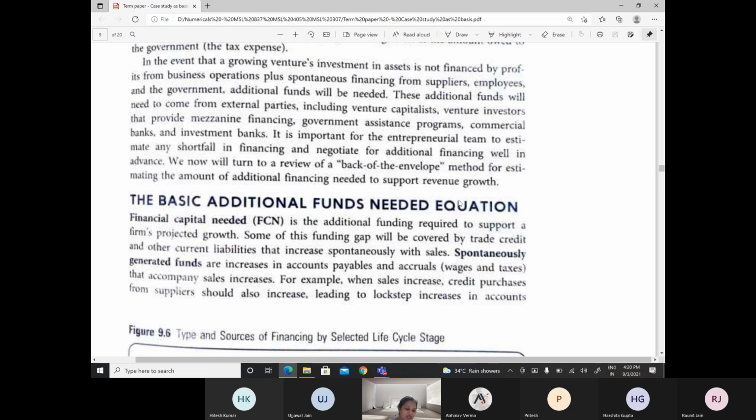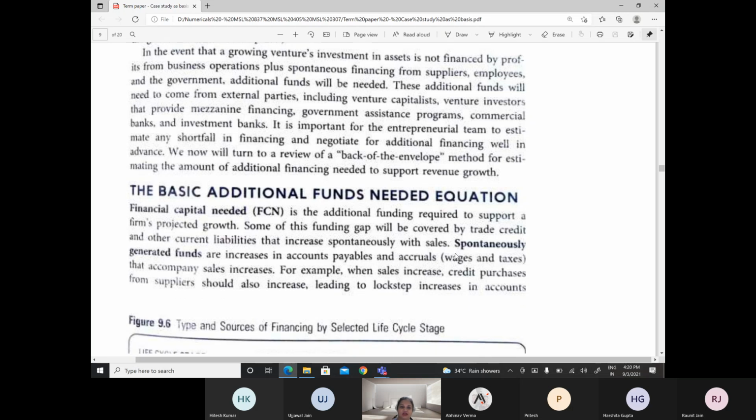So we've already done this, but see students, when you make your projections, when you present your startup, if you're saying that I would need $2 million in financing, then how have you come to that figure? What is the money that your business is already generating? Okay, so you will need to show us this basic additional funds needed equation.